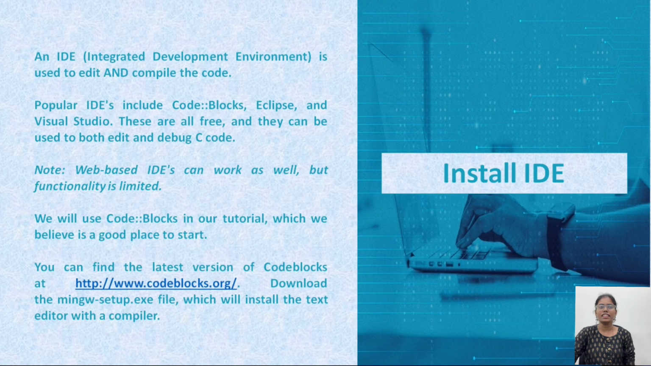An IDE, Integrated Development Environment, is used to edit and compile the code. Popular IDEs include CodeBlocks, Eclipse, and Visual Studio. These are all free and they can be used to both edit and debug C code. We will use CodeBlocks in our tutorial, which we believe is a good place to start. You can find the latest version of CodeBlocks at codeblocks.org.